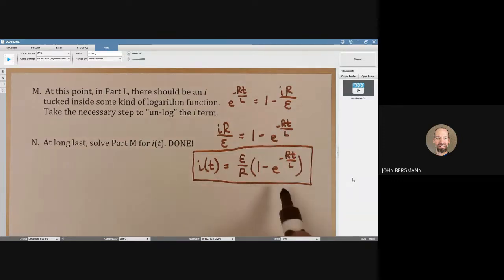At time equals infinity, if I put infinity in here for time, that's e to the minus infinity, which is 0. In essence, at time infinity, the current through the circuit is simply E over R, which is the inductor acting like an ordinary wire.